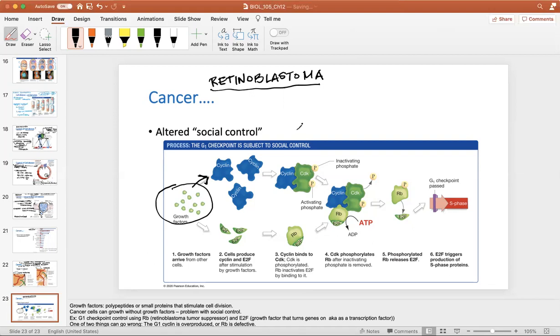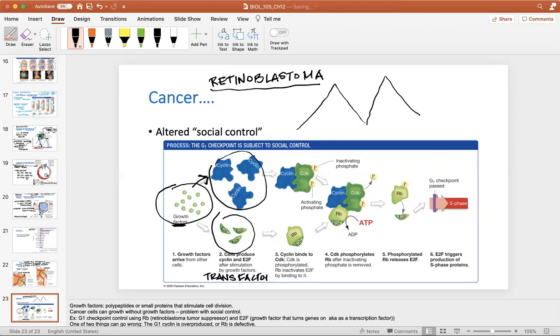Remember how cyclin went up, up, up, and then it went down during mitosis. Then it went up again and down during mitosis. So cyclin is going to go up in response to these growth factors. There's a second thing that gets produced in response to these growth factors, and in this example it is something called E2F. E2F is called a transcription factor, and I'm just going to put "trans factor" here. But what it really does is it turns genes on.